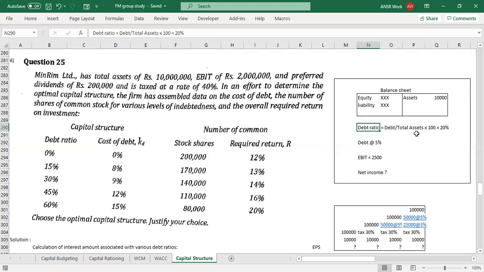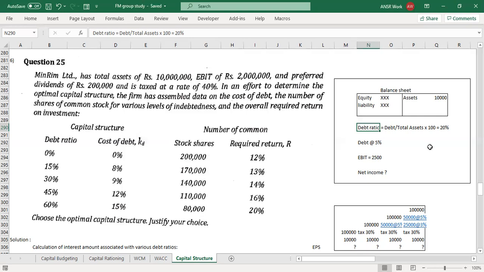Information given, debt ratio is given as 20%. Can you calculate debt from here, liability from here? Yeah. So you have assets of 10,000, you have debt ratio of 20%. How do you calculate debt? 20% of 10,000. Perfect. Yeah, that comes to 2,000.